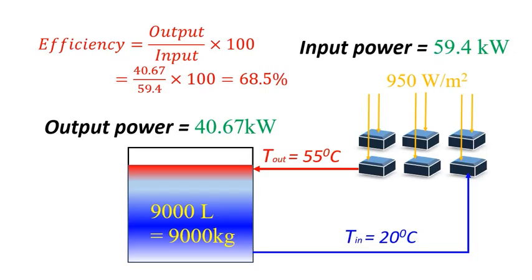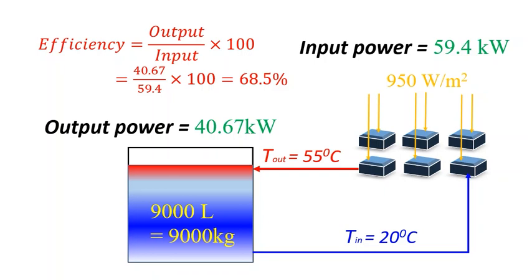Now you see your input and output, that is what you need for any efficiency calculation. So input power is the solar energy or solar power, that is coming through the collectors. We already calculated that one. And our output, your energy is transferred to water. This is what? Hot water. You need hot water from the solar energy. So your input is solar power, that is 59.4 kilowatts, we already calculated.